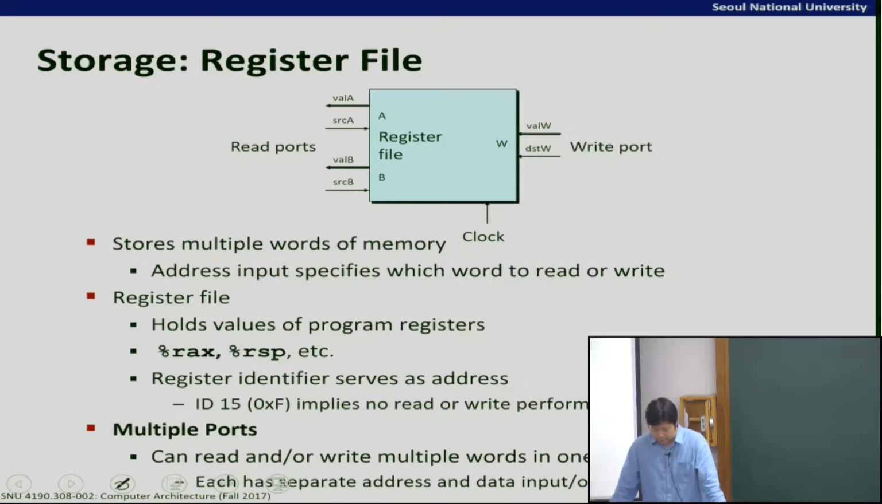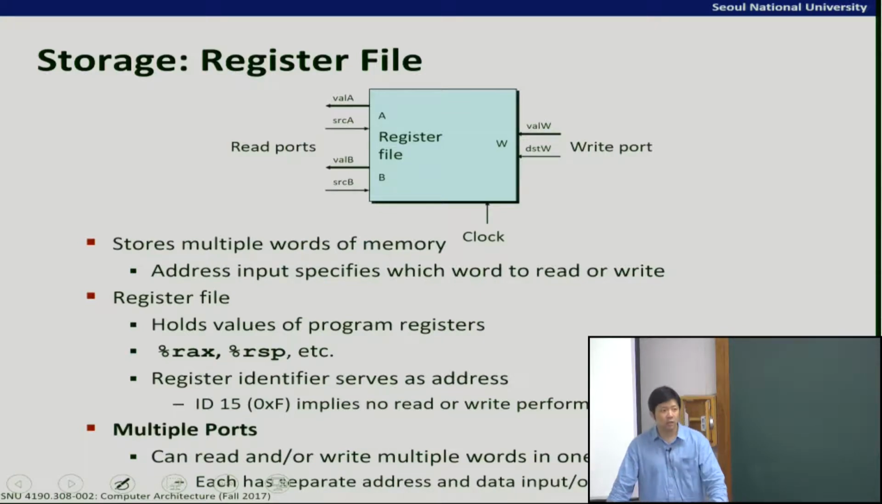And it takes input. It takes address input, because it's memory, it requires an input address. The address input specifies which word to read or write. The register file holds the values of program registers, RAX, RBX, RSP, and so on. And the register identifier serves as the address.